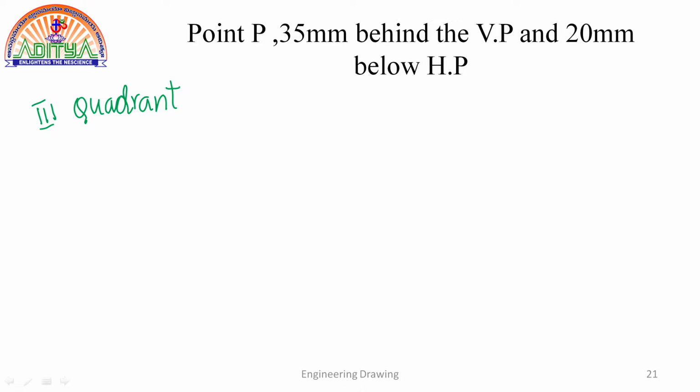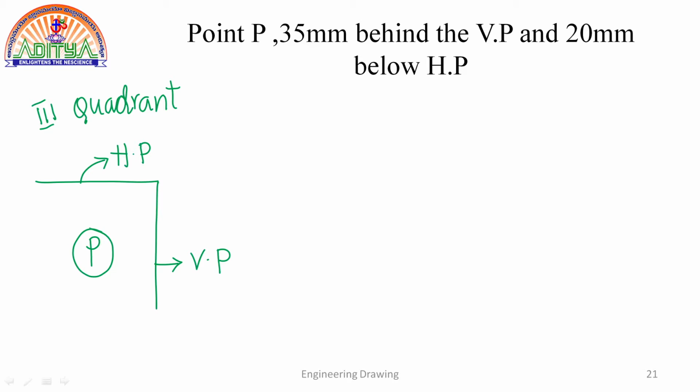So, first of all we will draw the third quadrant, how the point is located in the third quadrant. This is VP, the vertical plane, and this is HP, the horizontal plane. Next, what we have to do? We have to locate point P in between this horizontal plane and vertical plane. Locate here. P is a point which is located in between the vertical plane and the horizontal plane.